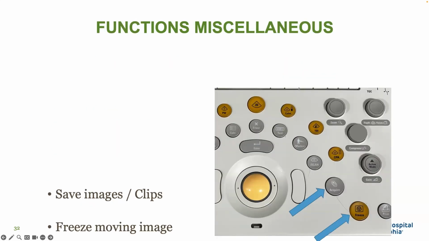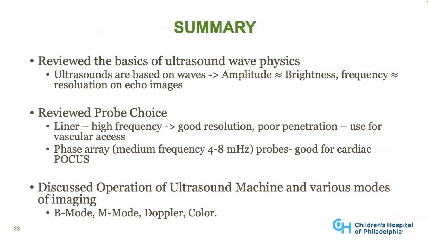And then just to summarize what we went through in these last 35 minutes or so, we reviewed some of the basics of ultrasound physics and waves. We recognize that ultrasounds are based on wave physics, and that amplitude is approximately equal to the brightness that you'll see, the amplitude of that wave. The frequency will relate to the resolution on the echo images. So the higher the frequency, the better the resolution that you will have. And that time is related to the distance. So the longer the time it is for that wave to come back, the further the distance is from the probe.